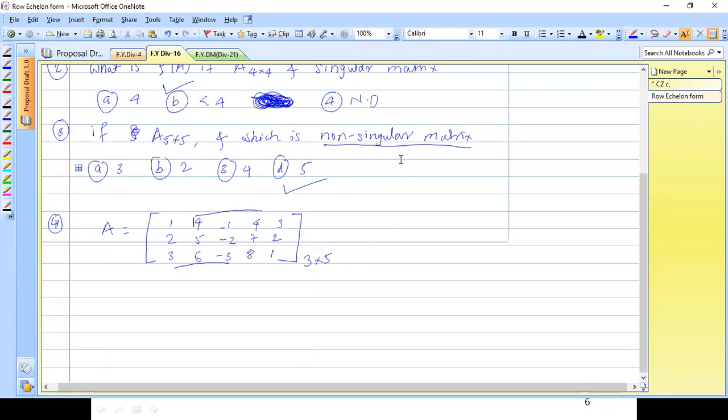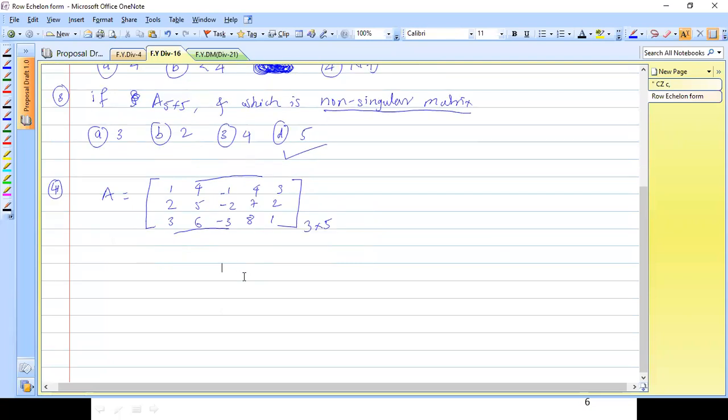Clean and clear to everyone? Yes, sir. You can definitely find the rank by using the definition, but it will take lots of time. For a 3 by 3 determinant, if you get a non-zero value in the first attempt, then it's okay. But suppose you are getting 0, 0, 0, then we have a problem. It will take time.